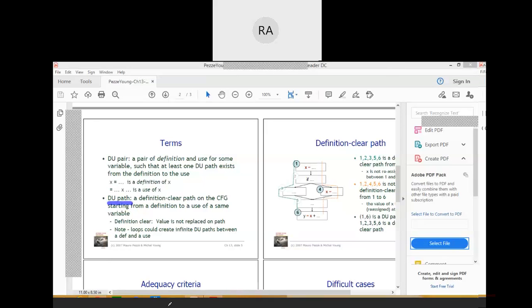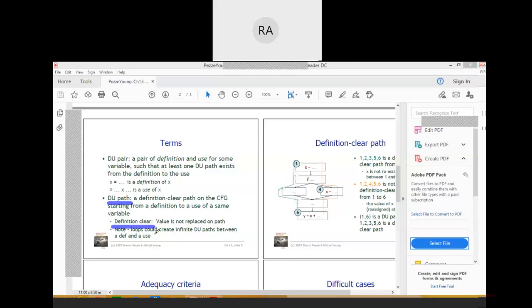When do you say that it is definition clear? If you don't have any intermediate node which is killing the value which was earlier defined, then I can say that it is a definition clear path. That is, the value is not replaced on the path. Definition clear path is very, very important, and you have to know about this. If the value is not being replaced on the path, then I can say it is definition clear.